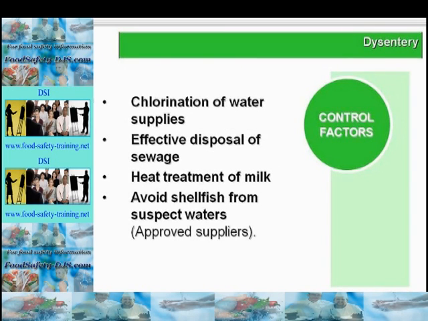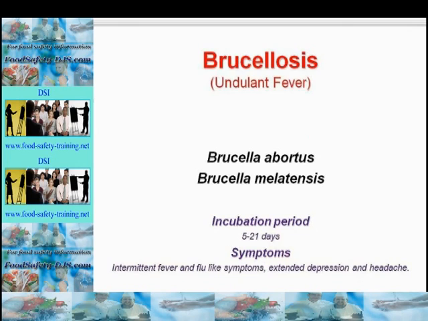Other control factors include the chlorination of water supplies, the effective disposal of sewage, heat treatment of milk, and avoiding shellfish from suspect waters, in other words using approved or reputable suppliers. Brucellosis or undulant fever is the disease caused by Brucella abortus and Brucella melitensis. The incubation period is between 5 and 21 days. Symptoms: it's an intermittent fever and it has flu-like symptoms and is extended depression and headache.